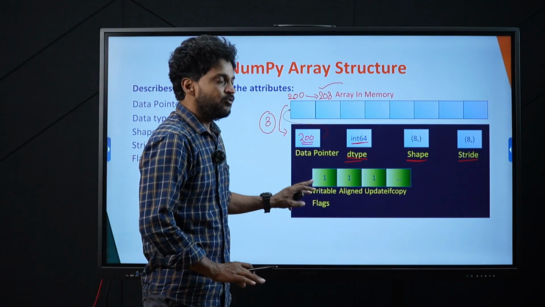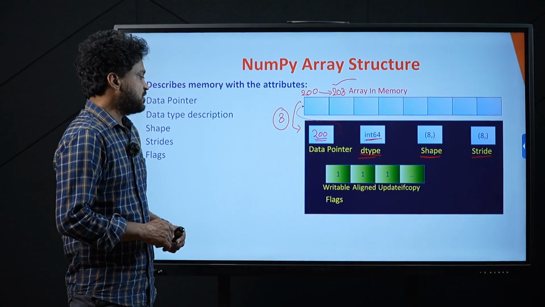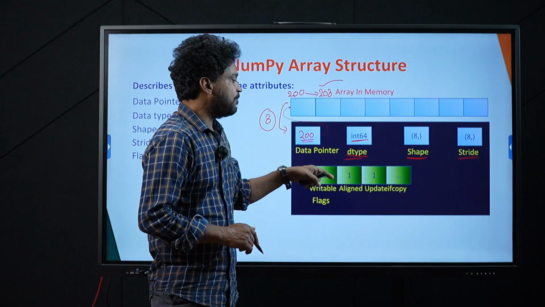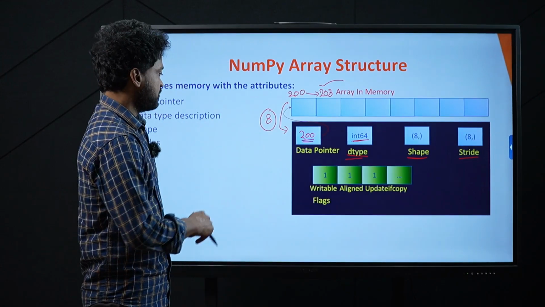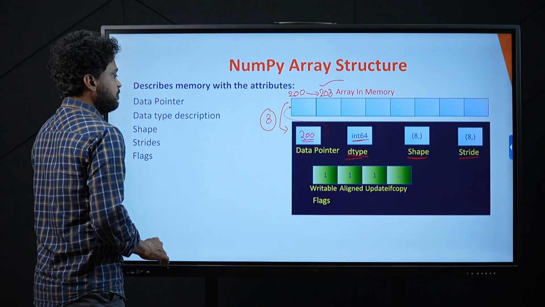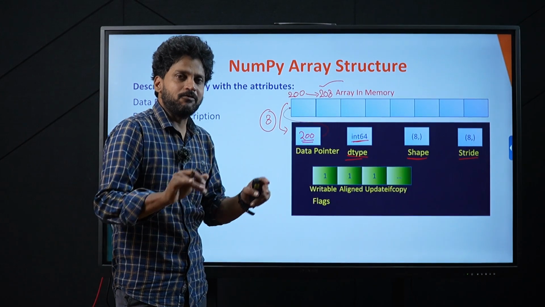These are the details that are going to get stored with respect to every array. Now, let us clearly have a look at what exactly is the writable, align, update if copy flags. Now the thing is writable. What do you mean by writable? Writable generally is used to be 1. Usually it will be equal to 1.